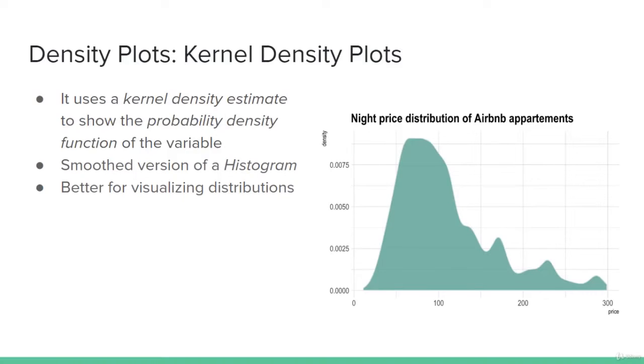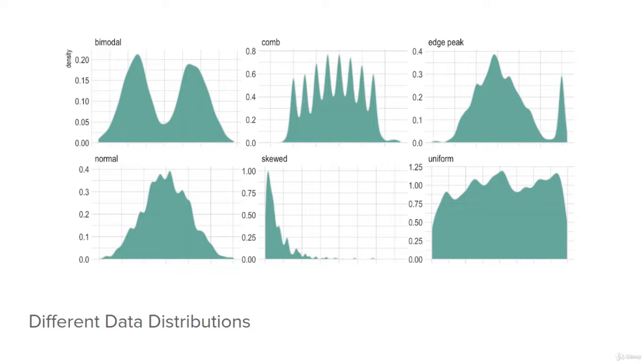So let's talk about density plots. We are using them for continuous variables. You can say it is a better version of a histogram because it gives us a smooth curve. If we're talking about the nightly price distribution of Airbnb apartments, then this would be the density plot for that. So if you want to study distributions, it is considered to be a better option as compared to histograms. So we have the same distributions here as well. The only difference is that instead of bins, we have continuous values.